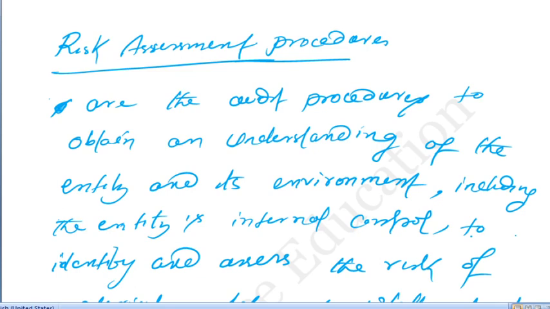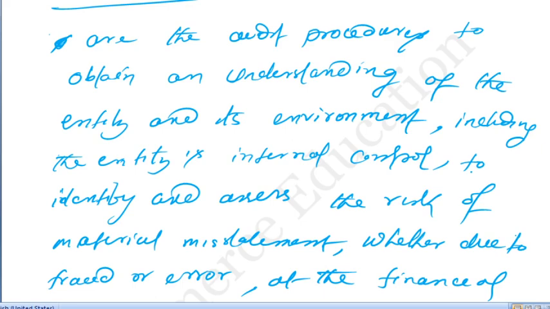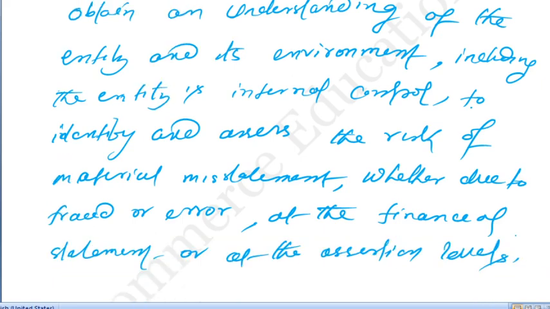So risk assessment procedures are the audit procedures to obtain an understanding of the entity and its environment, including entity's internal control, to identify and assess the risks of material misstatement, whether due to fraud or error, at the financial statement or at the assertion level. At the financial statement level or at the assertion level.